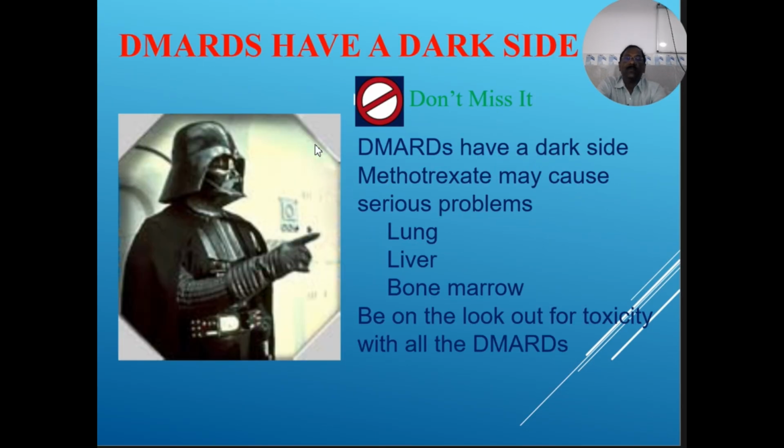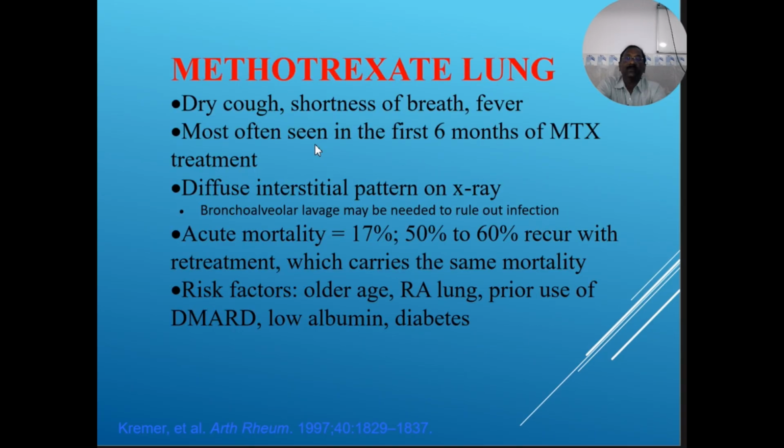DMARDs have a dark side. Methotrexate may cause serious problems: lung, liver, bone marrow. So be on the lookout for toxicity with all the DMARDs. Methotrexate lung: dry cough, shortness of breath, fever, most often seen in the first 6 months of methotrexate treatment, with a diffuse interstitial pattern on X-ray. Bronchoalveolar lavage may be needed to rule out infection also. Acute mortality is 17%. 50 to 60% recur with the treatment, which carries the same mortality. Risk factors for methotrexate lung: elderly, rheumatoid arthritis lung, prior use of DMARDs, low albumin, and diabetic individuals.